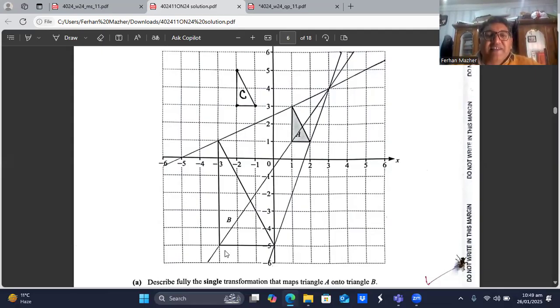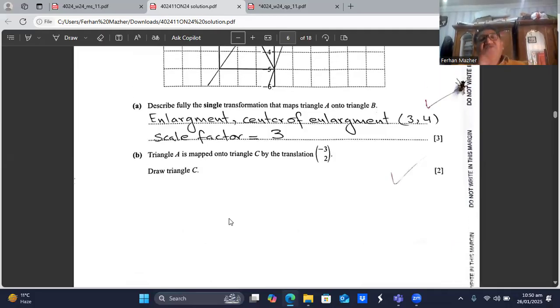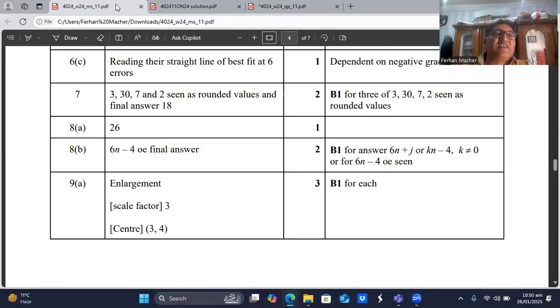Another way is to take a side of the image. For example, this side is 1, 2, and 3, divided by the same side in the object, which is 1. So 3 divided by 1, the scale factor is 3. It is positive because both the image and the object are on the same side of the center of enlargement. So we will write here that this is an enlargement, the center of the enlargement is 3,4, and the scale factor is 3. Let's check the answer.